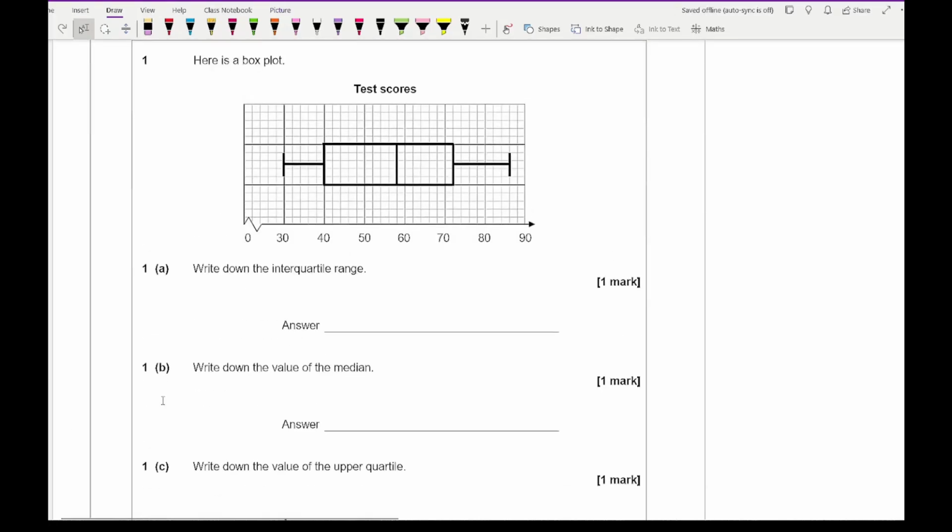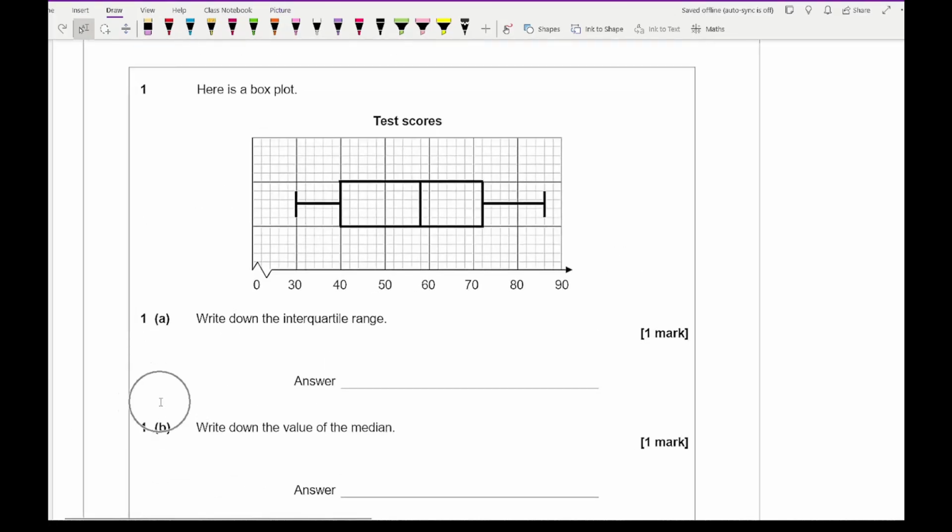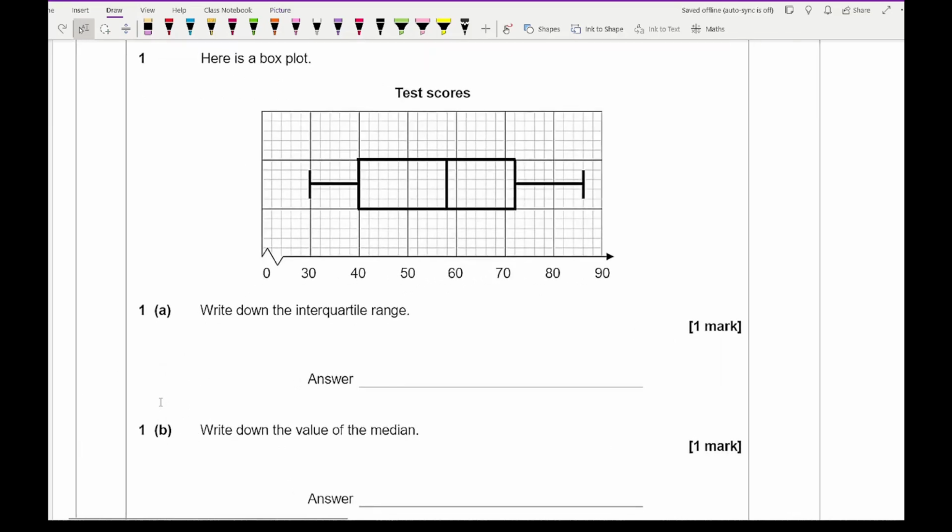So looking at question 1, it says here is a box plot, and write down the interquartile range. Well, the interquartile range is the length of the box. So this length here is 72 and this length here is 40. So the interquartile range is going to be 72 take away 40, which is 32.